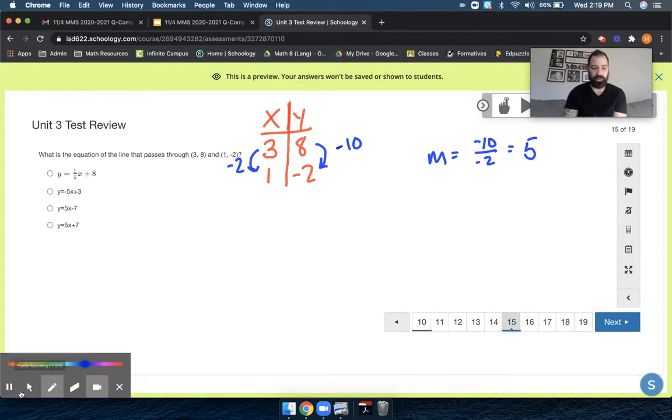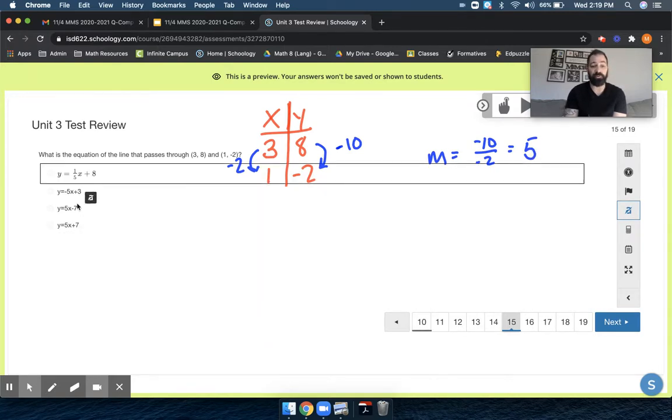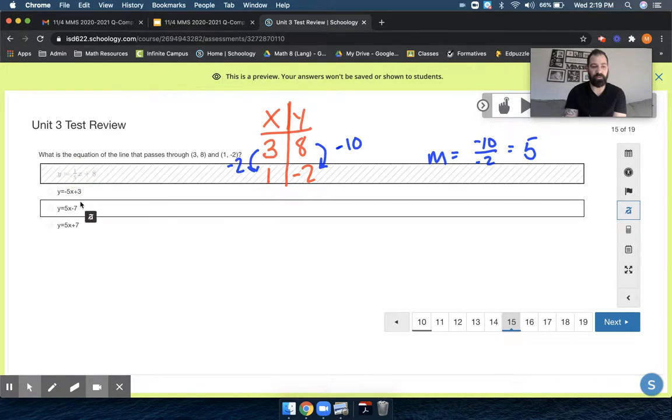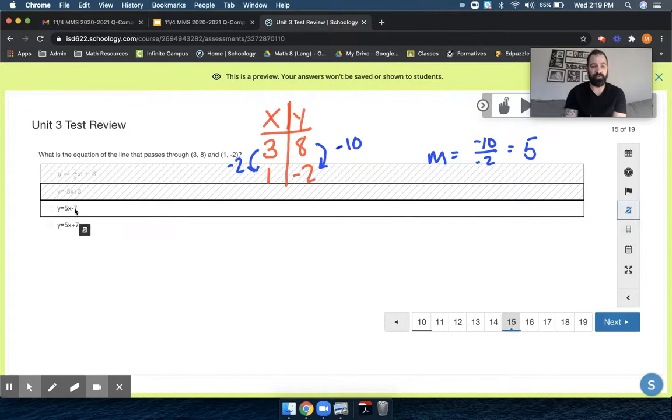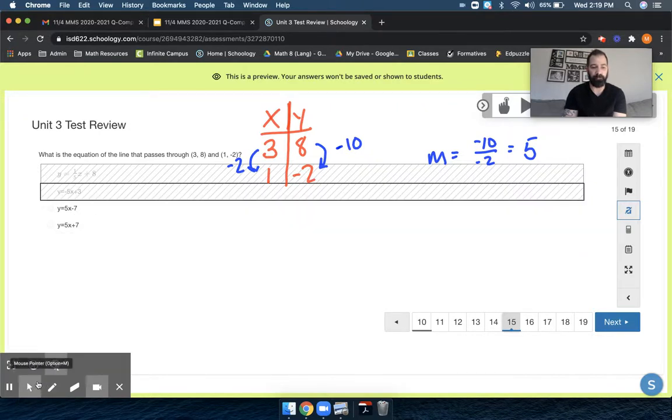Great opportunity right now to use this eliminate option. You have a slope of 5. So which ones have a slope of 5 or do not? This is a slope of 1/5. You can get rid of that one. It's a slope of negative 5. I can get rid of that one. Both of these have slopes of 5. So I have two options now.